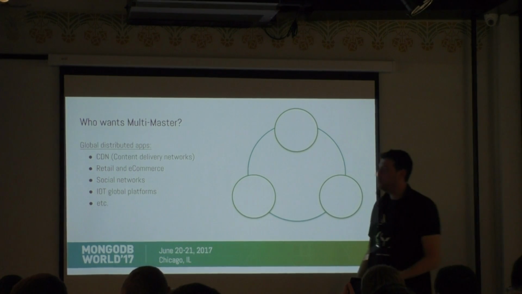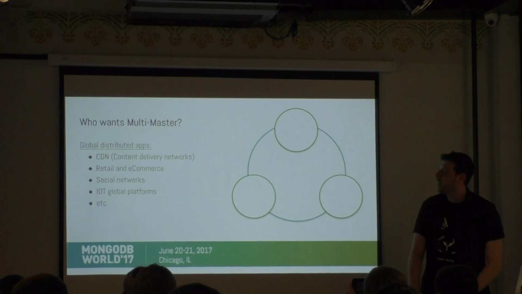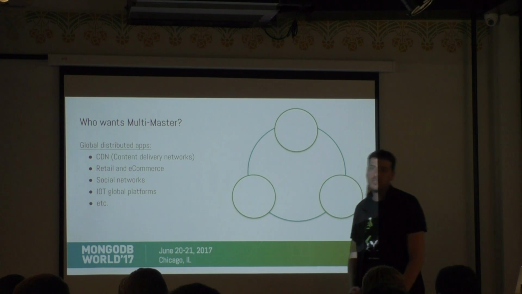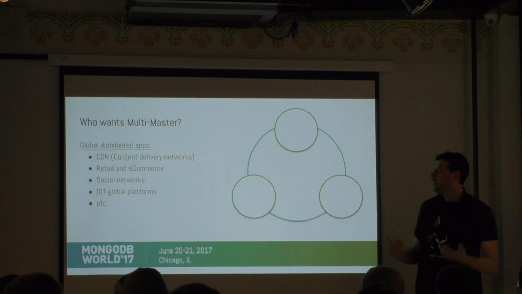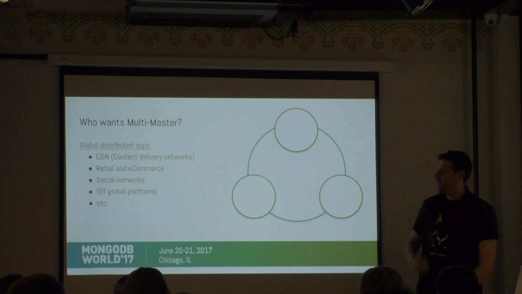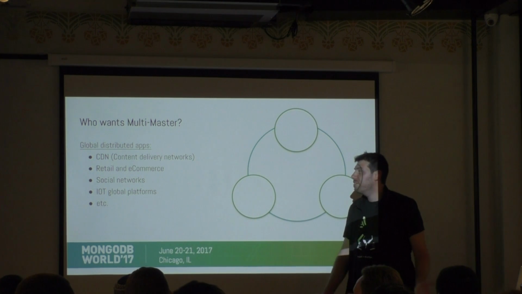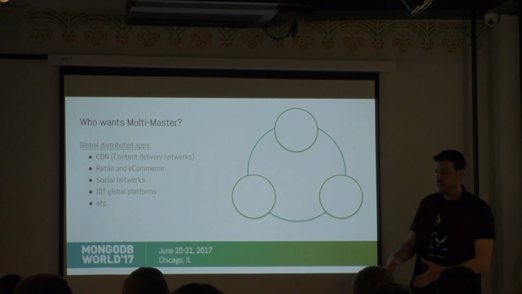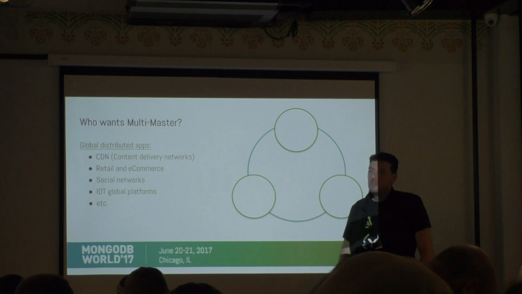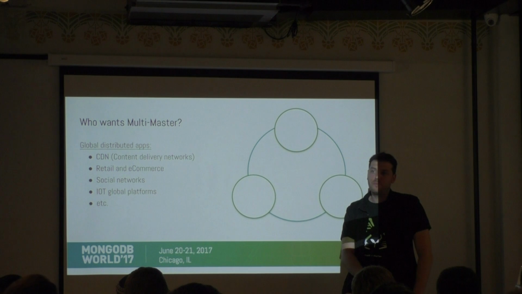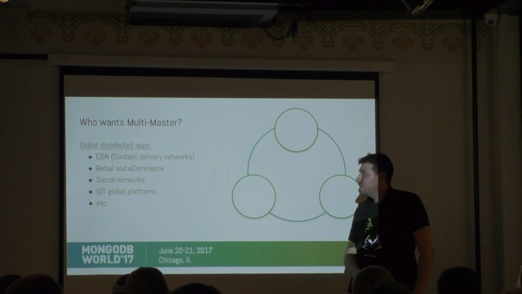Cool, so who wants multi-master databases? A lot of global distributed apps. Let's say CDN, which is content delivery networks. We want our users to stream their data closer to them, so they won't go cross DC to get a movie or to reach for their device data or anything like that. Retail and e-commerce, so we want our shipping data and our orders data to be located closer to the user. Usually users will get something from the warehouses in Europe, so we will need their data to sit in Europe.